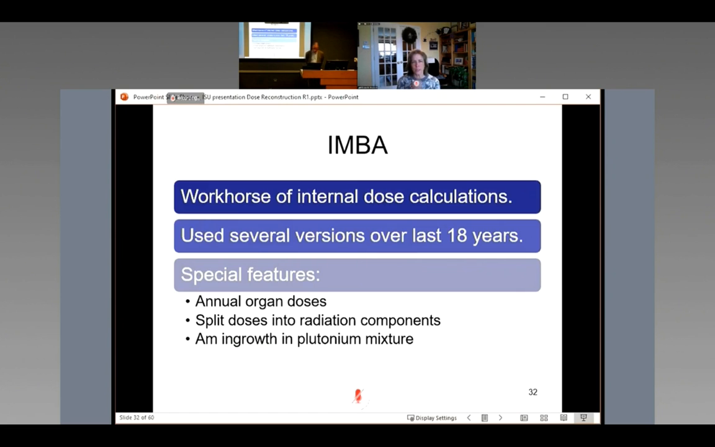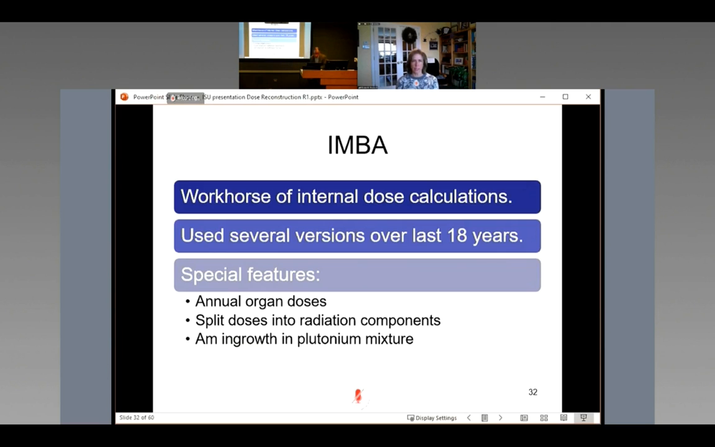We have some special features in the version. Well, initially, some of these were developed specifically for us, although I think it's made its way into other versions of it. So annual organ doses, because that's what we have to assign. We had an option to be able to split the doses into the radiation components for some nuclides. It wasn't for all of them, but for the primary ones, that feature was available.